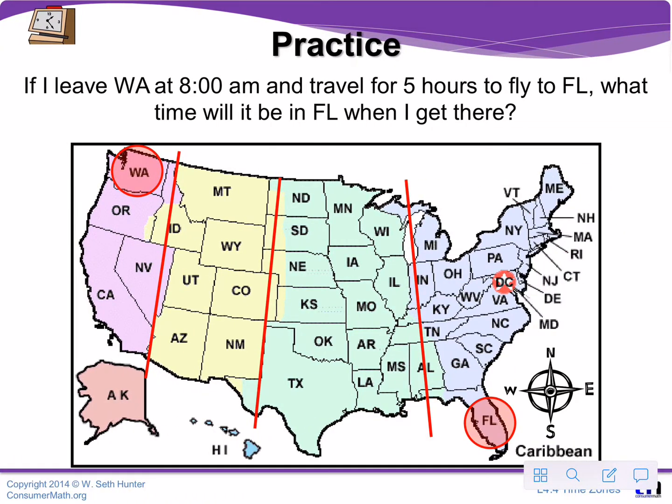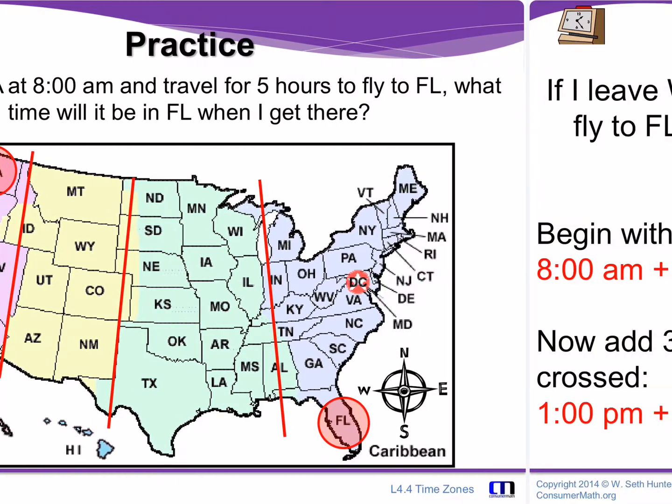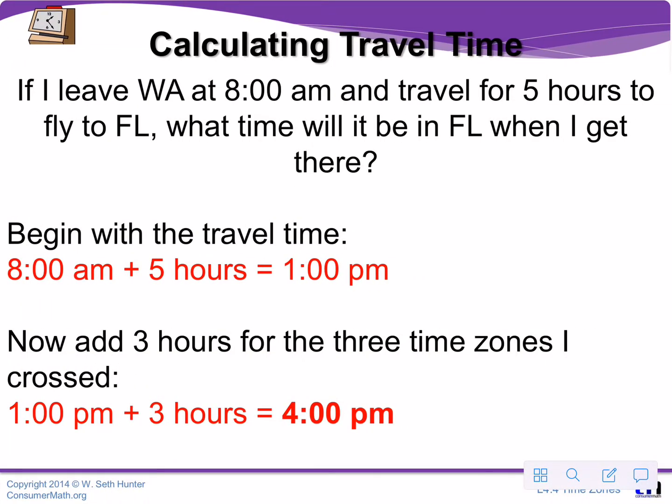If I leave Washington at 8 a.m. and travel 5 hours to fly to Florida, what time will it be in Florida when I get there? Again, we're going to add 5 hours for the travel time. So that would put it at 1 p.m. Washington time. And then I have to add another 3 hours because I'm going from left to right on the map. So that would put us there at 4 p.m. Florida time.